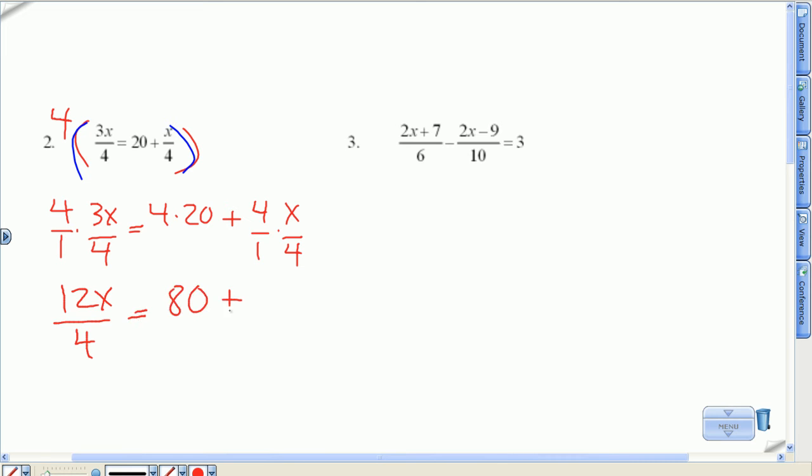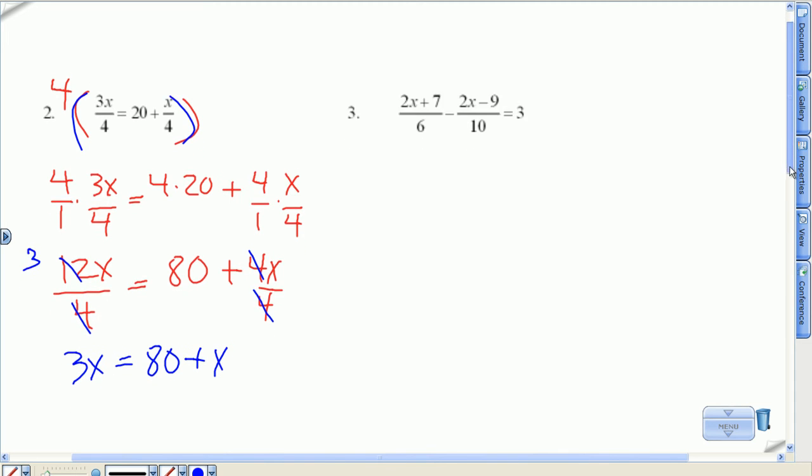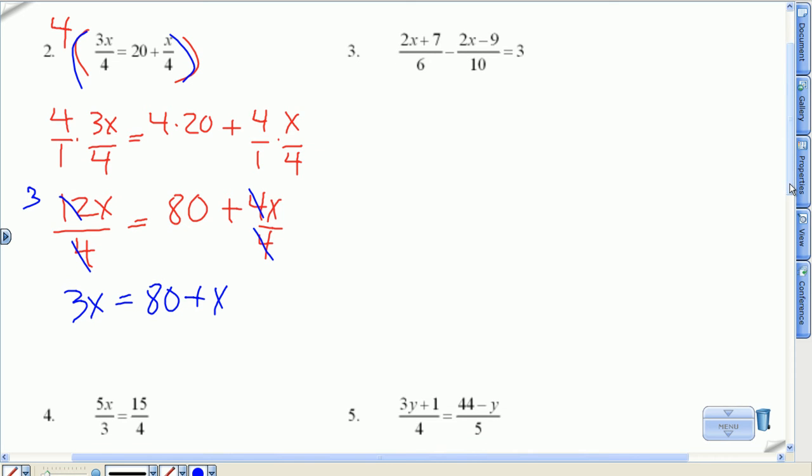Alright. So we get that. So now we can reduce. 4 goes into 12 3 times, so that's 3x. I get an 80 here, and the 4's cancel, plus x. Look how nice that equation is. Oh my. It's like it's your birthday. Now if it is actually your birthday, that's just a coincidence. We'll subtract x from both sides. You get 2x equals 80. So x is 40. It's going to be the correct answer for that.